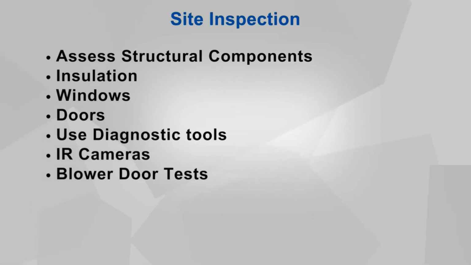Site inspection. A thorough inspection of the building is conducted to assess the structural components that affect energy efficiency, such as insulation, windows, doors. These steps may involve using diagnostic tools like infrared cameras to detect heat loss and blower door tests to identify air leaks.